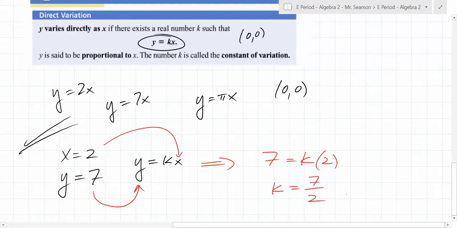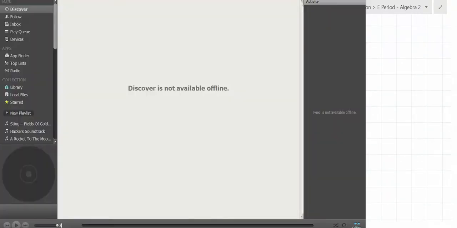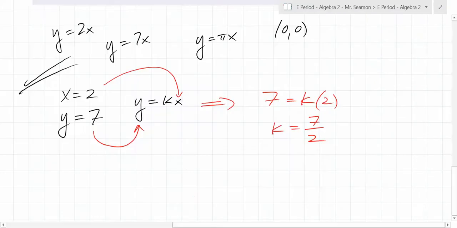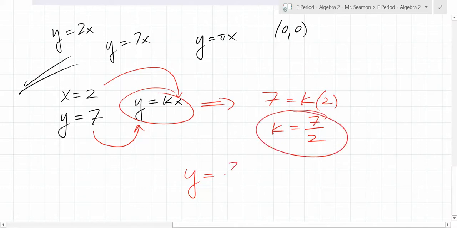7 divided by 2. So what is this direct variation relationship? It is y equals what? Instead of k, what do we write? Okay, k is right here. 7 over 2, thank you, times what?